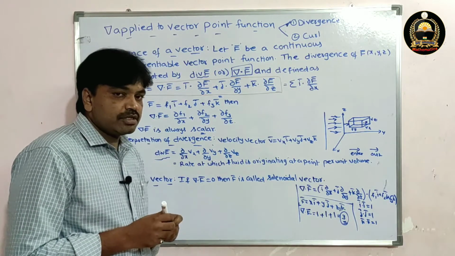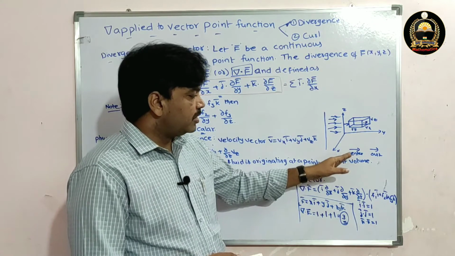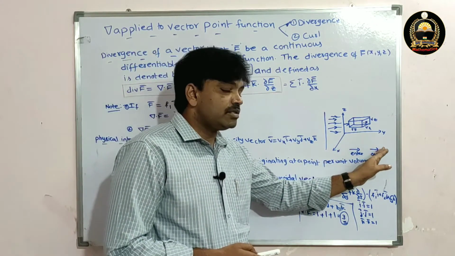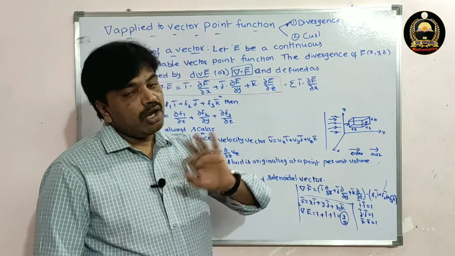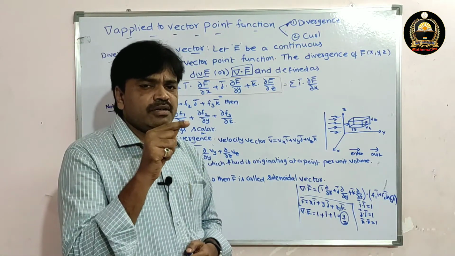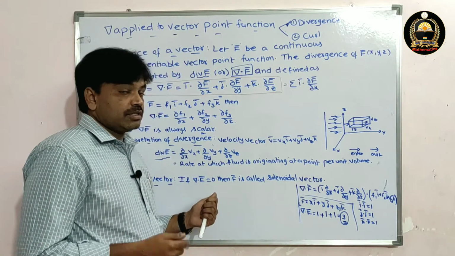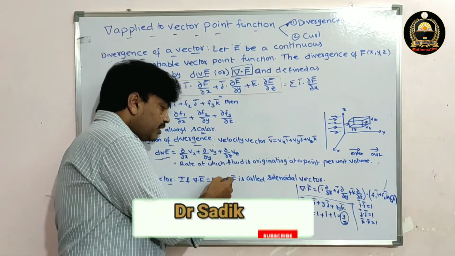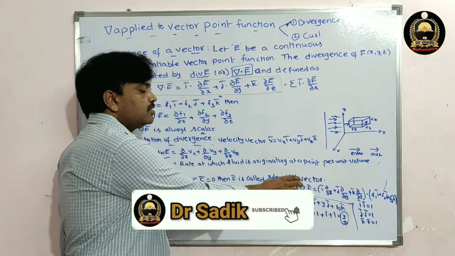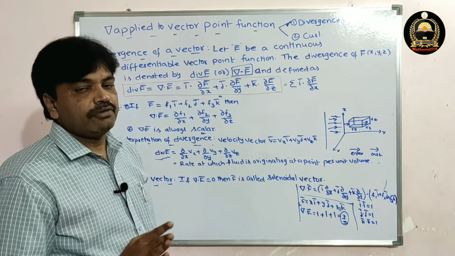What is the meaning of solenoidal? The amount of fluid that enters, the same amount goes out. There the divergence of f bar has value 0. In this case f bar is called a solenoidal vector.